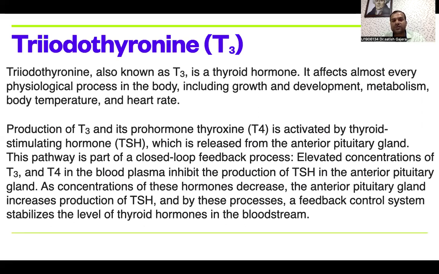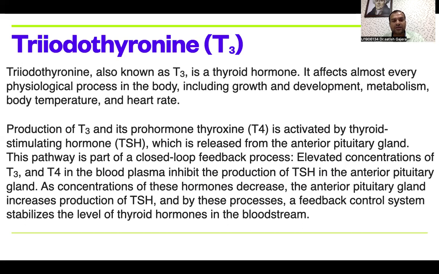Triiodothyronine, also known as T3, is a thyroid hormone. It affects almost every physiological process in the body, including growth and development, metabolism, body temperature, and heart rate. Production of T3 and its prohormone thyroxine, T4, is activated by TSH, which is released from the anterior pituitary gland. This pathway is part of a closed loop feedback process. Elevated concentrations of T3 and T4 in the blood plasma inhibit the production of TSH in the anterior pituitary gland.